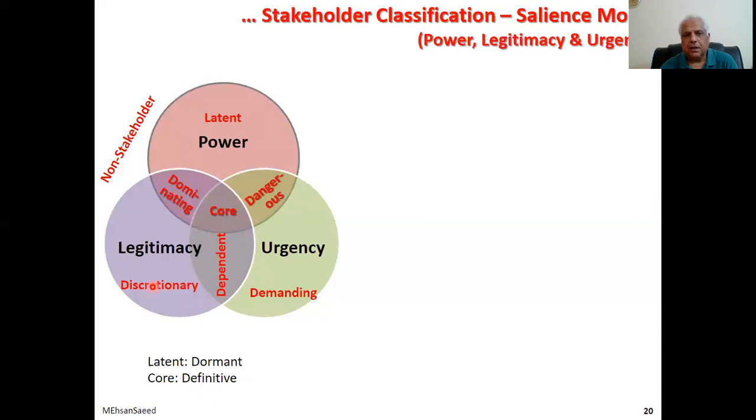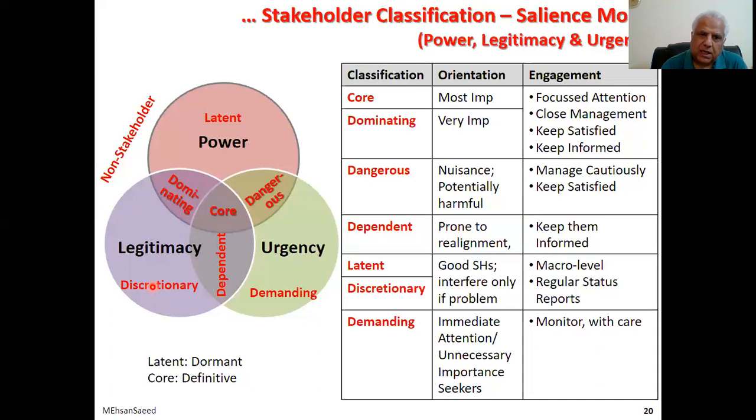And here is the summary, which I have already discussed with you. Here's the dependent. He is prone to alignment. Which alignment? He can go in there, so keep him informed. Most important stakeholders, keep them satisfied. Dangerous ones, keep them satisfied. And these are the harmless stakeholders. Therefore, obviously, just monitor, give them regular reports, send them lollipops, etc. Send them good wishes. Present rosy pictures to them and you are okay.